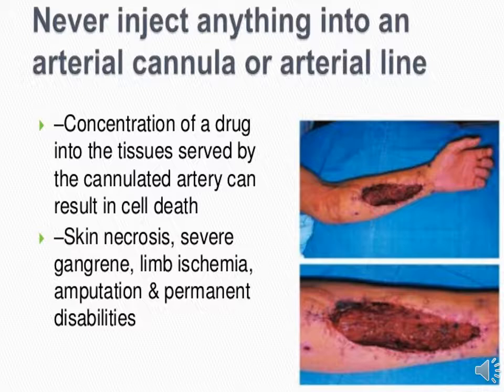This is a visual of what can happen if you inject a drug into the arterial line. So the arterial line is just strictly used to draw blood from and monitor the arterial pressure. So you never want to inject anything into the arterial cannula or art line on any of the ports. So this is what can happen to your patient. It can cause skin necrosis, severe gangrene, limb ischemia, which could result in amputation or permanent disability for the patient.